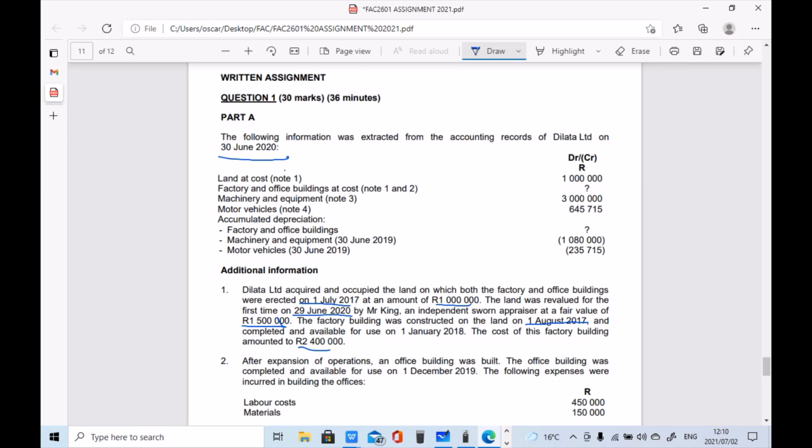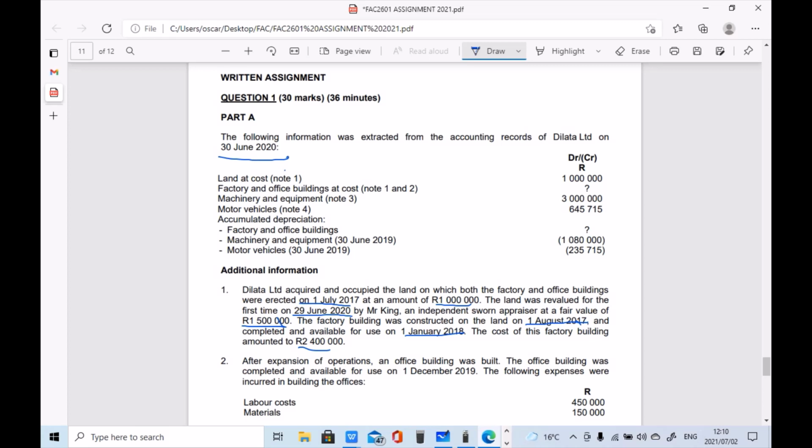And completed and available for use on 1 January 2018. So when we are depreciating this, we need to take into account the date that it was available for use, not the date that it was constructed. So depreciation is going to be calculated from 1 January 2018, and the cost of the factory building amounted to 2.4.